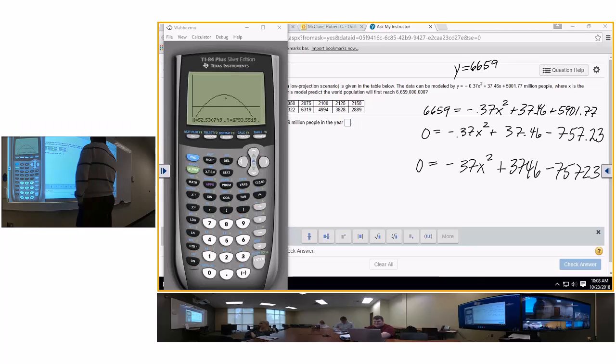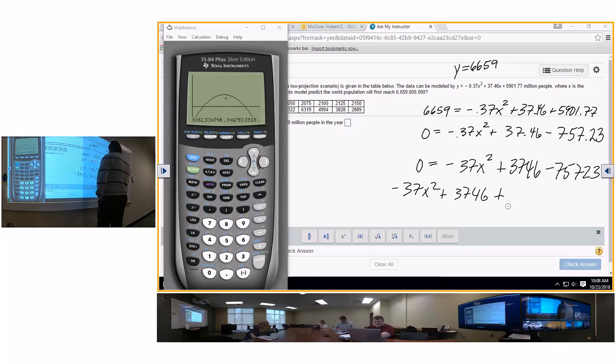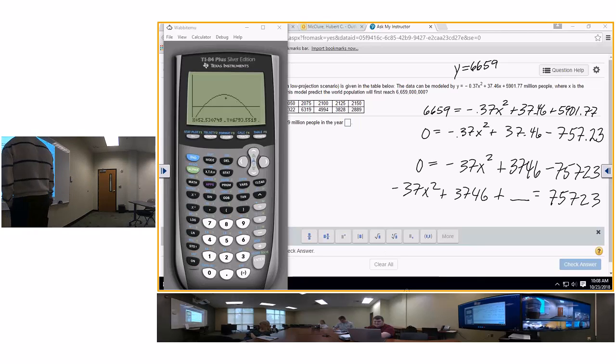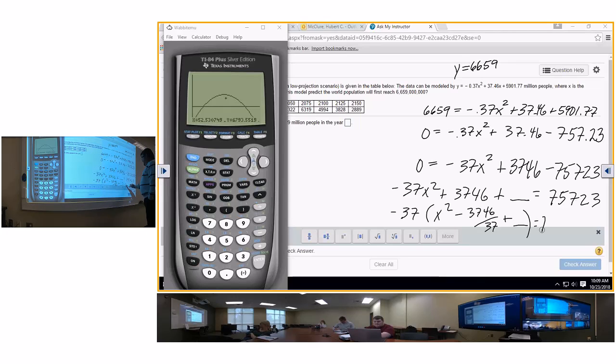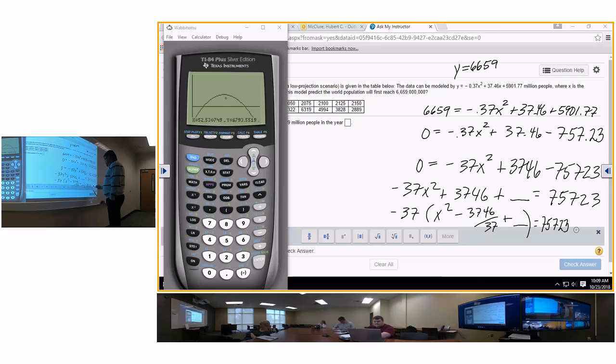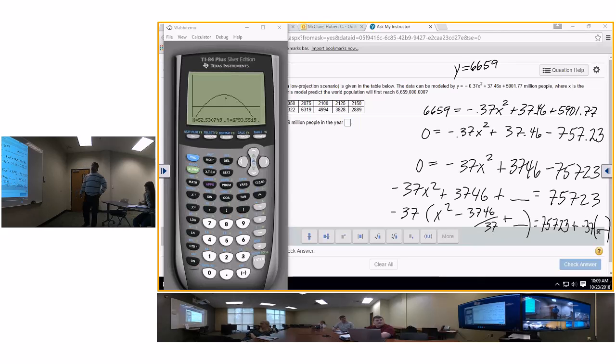So that's going to be negative 37x squared plus 3746 plus blank is equal to 75,723. I'm going to factor out a negative. So negative 37, and that's going to give me x squared minus 3746 over 37 plus blank is equal to 75,723 plus negative 37 times blank. If you want to work with that, knock yourself out. I'm going to use a calculator.